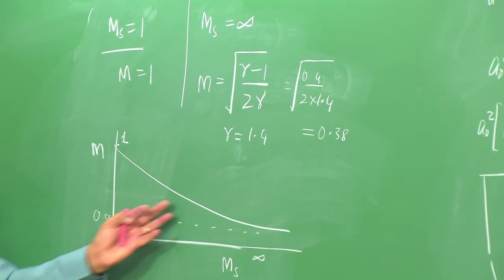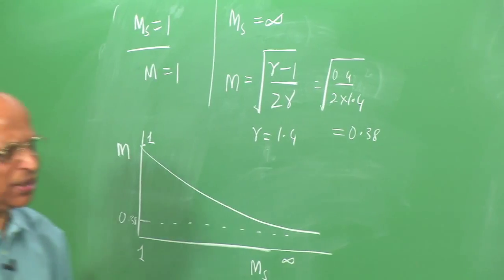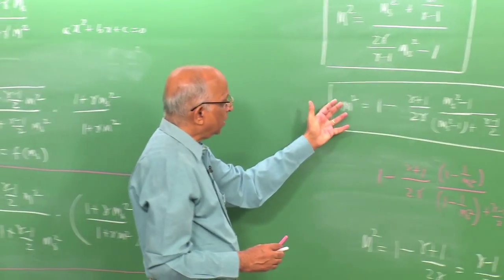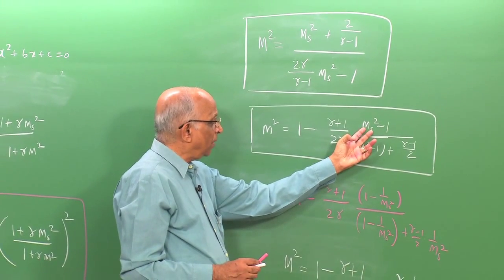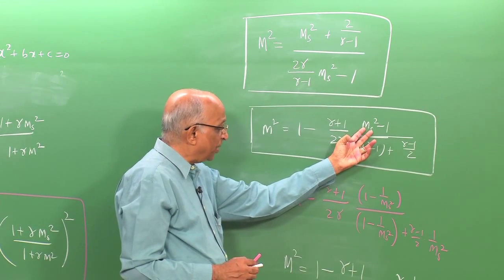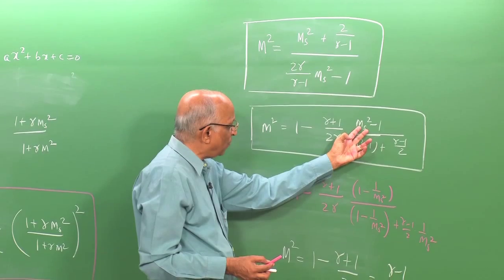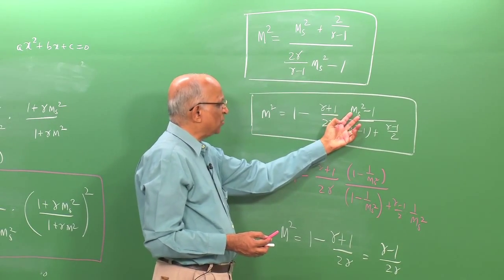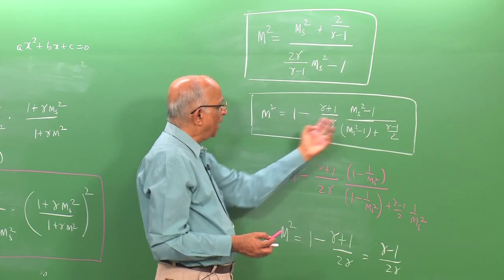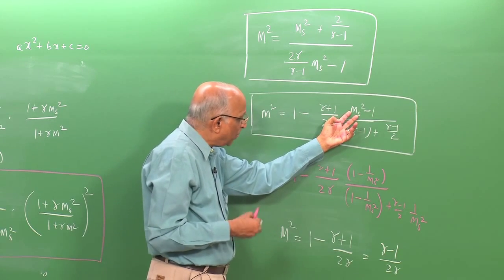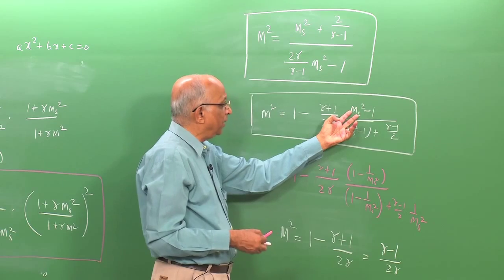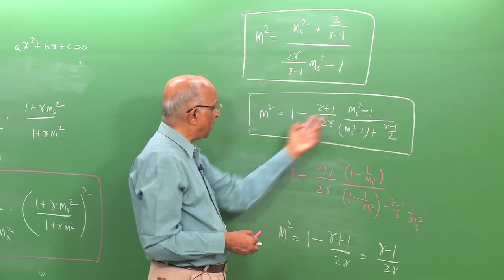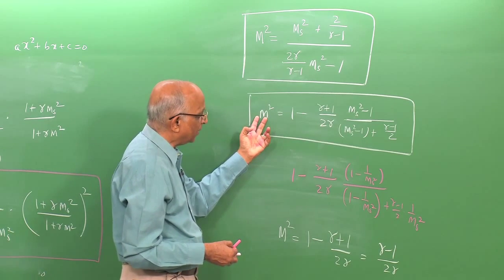Let us go back to this particular equation. We are considering the shock travelling at speeds greater than the sound speed, Ms greater than 1. Whenever Ms is equal to 1, I get M equal to 1. When Ms is very large, I get a smaller value. As the supersonic speed keeps increasing, M keeps decreasing, till when Ms is infinite, it becomes something like 0.38.